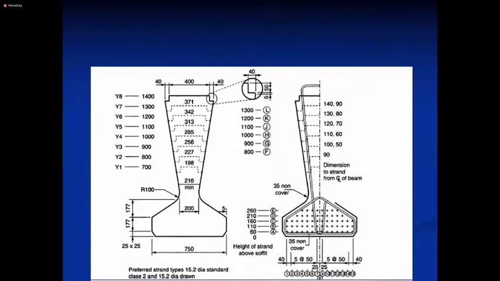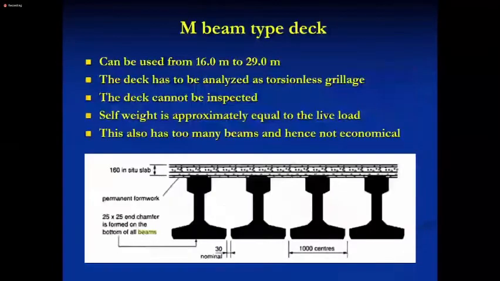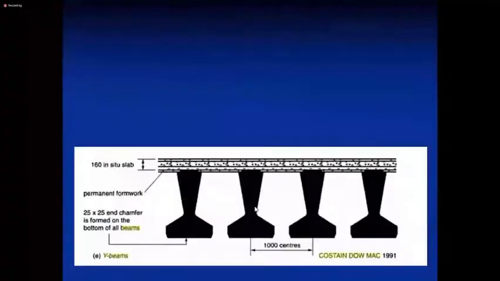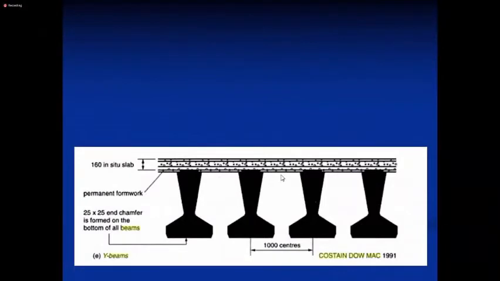And this is the Y beam, the new one. The problem with this one is you can't do any maintenance. You can't do any inspection here. Nothing can be inspected from here. So they invented this one. Now here you can inspect the bridge deck. 160 in situ slab is what is required. And 160 is the minimum. Generally, you go for something like 180 or 200.